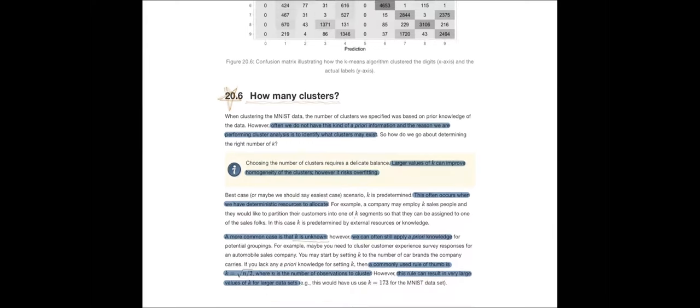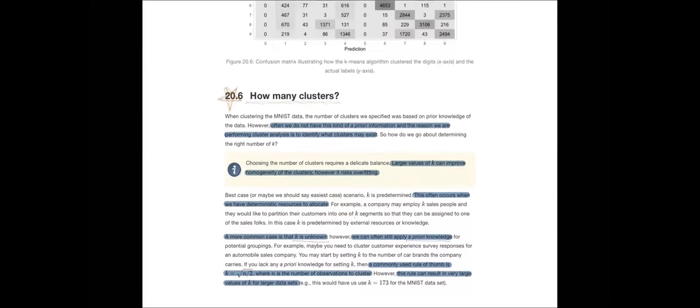And then 20.6 is, okay, if we have prior knowledge of how many clusters we are going to use, it is okay to use that number as K. But what if we don't know anything about how many clusters there are in our data set? In my park use data set, I have no idea how I can categorize the users. If K is unknown, we still apply prior knowledge.